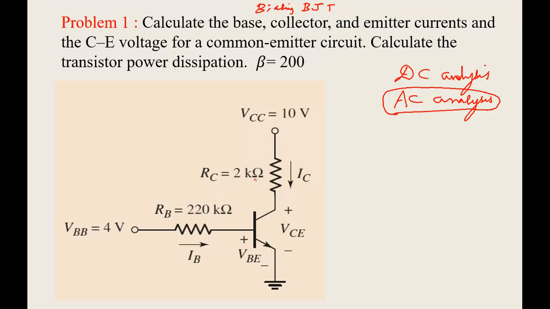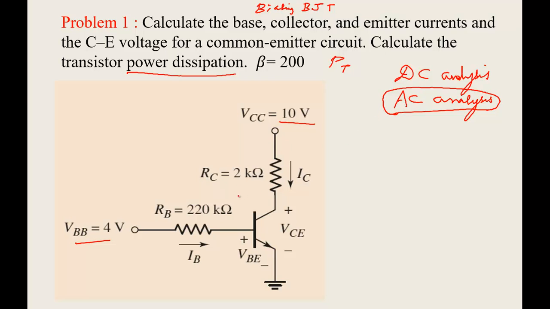In this problem, we can see VCC is given as 10 volts, which is directly given through the resistor to the collector, and here VBB, 4 volts, is directly given to the base, and the emitter is grounded. We need to find out the power dissipation, which is nothing but PT, the transistor power dissipation basically.